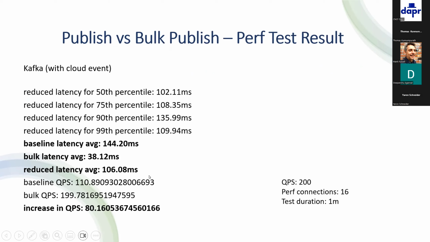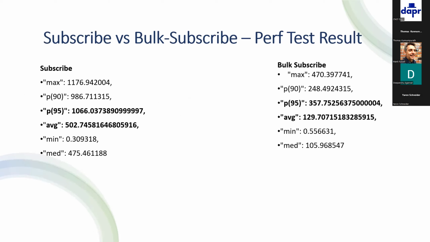If I talk about the baseline latency average, it was 144 milliseconds, whereas for bulk latency it was 38.12. This I'm talking about publish versus bulk publish. These results can be checked out the way they have been set up. This is just for a small sneak peek.